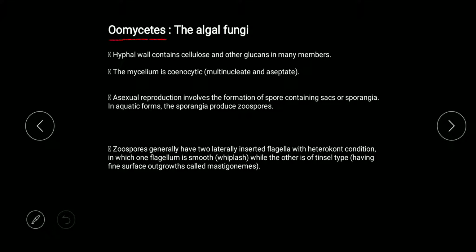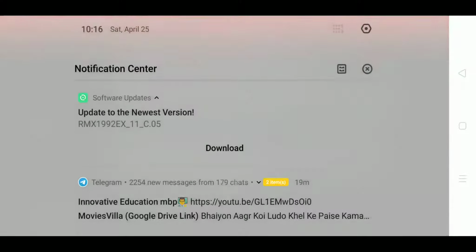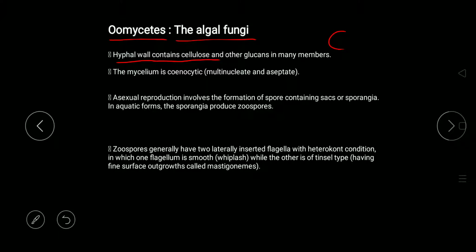First, we start with the Oomycetes. Oomycetes are also known as algal fungi. Oomycetes is the only group out of all classes in which you will see that their cell wall contains cellulose, not chitin. Chitin is not there. They have cellulose in their cell wall, and other glucans in many members. So chitin is not there; they have a cellulosic cell wall, and other glucan derivatives are there in the cell wall.